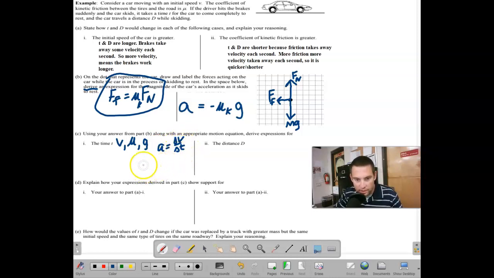Moving this around, we can solve for velocity to get velocity equals acceleration times time. We know what acceleration is. We just said earlier it's negative mu k times g. So we have negative mu k times g times t equals velocity. And then rearrange this equation to solve for time. Divide mu k times g from each side, and we get t equals v over mu k times g. There we go.